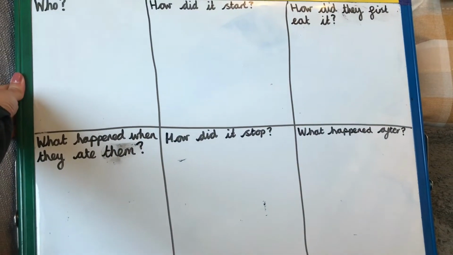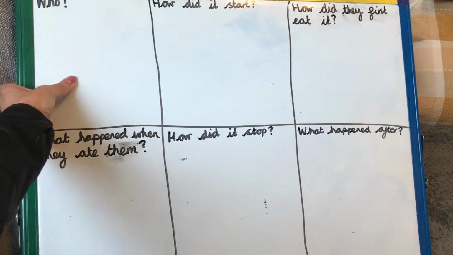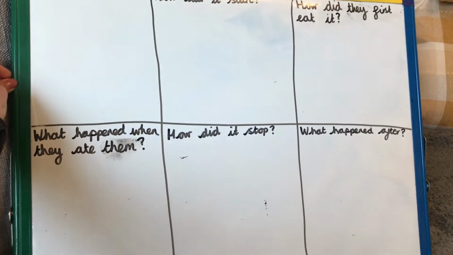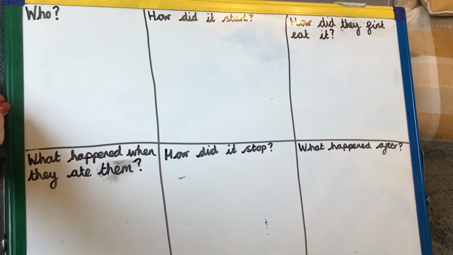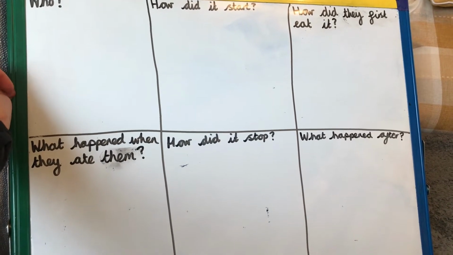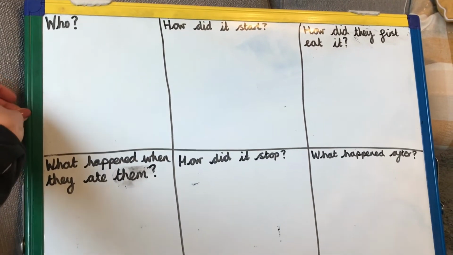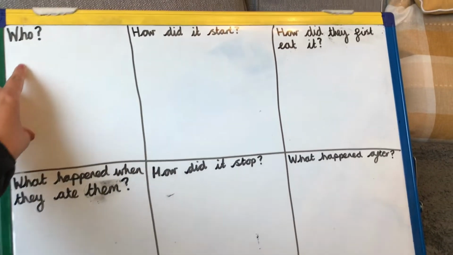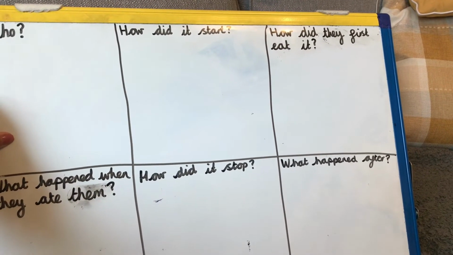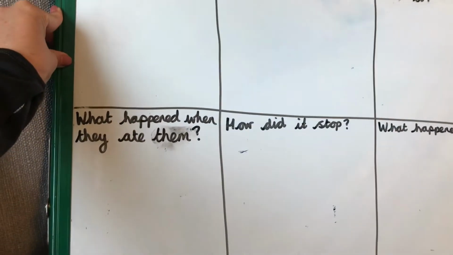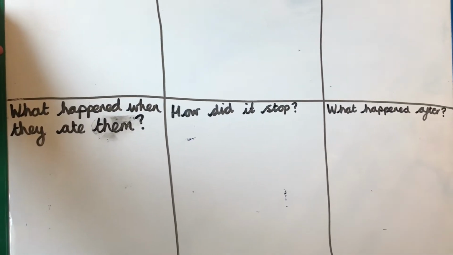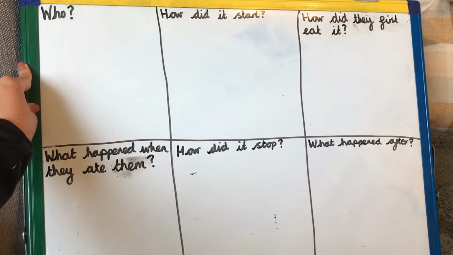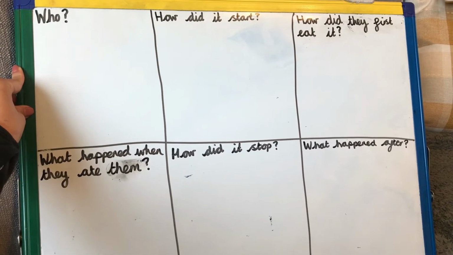So the very first thing I would like you to do is to draw out this storyboard in your books, okay? It should take up a whole page. You might want to do it landscape so you can fit more on. So divide it into 6, and then if you want to, you can also write the titles because these will help you the next part of the lesson. So we have got who, how did it start, how did they first eat it, what happened when they ate them, how did it stop, and what happened after. Okay, so if you pause it now and copy that into your book.